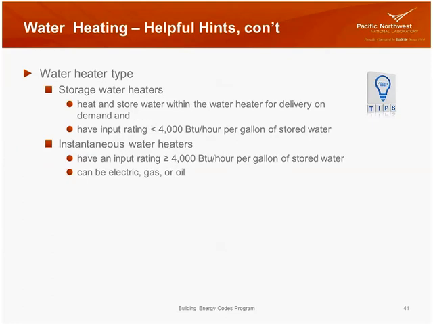So water heating, some helpful hints. The water heater type. Storage water heaters heat and store water within the water heater for delivery on demand, and the big part here is that the storage water heaters have an input rating that would be less than 4,000 BTUs per hour per gallon of stored water. However, instantaneous water heaters typically have an input rating that's greater than or equal to 4,000 BTU per hour per gallon of stored water. And it can be electric, gas, or oil. So here's just some helpful hints on the 2 different, big storage or instantaneous water heater types.